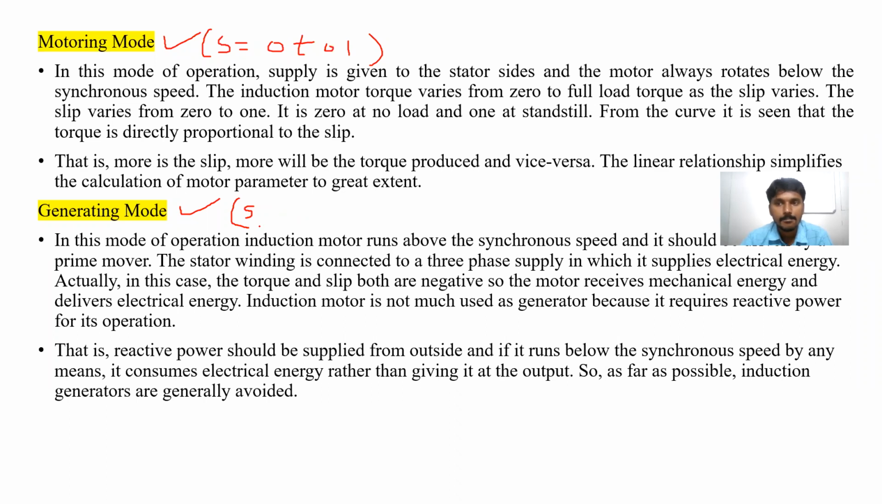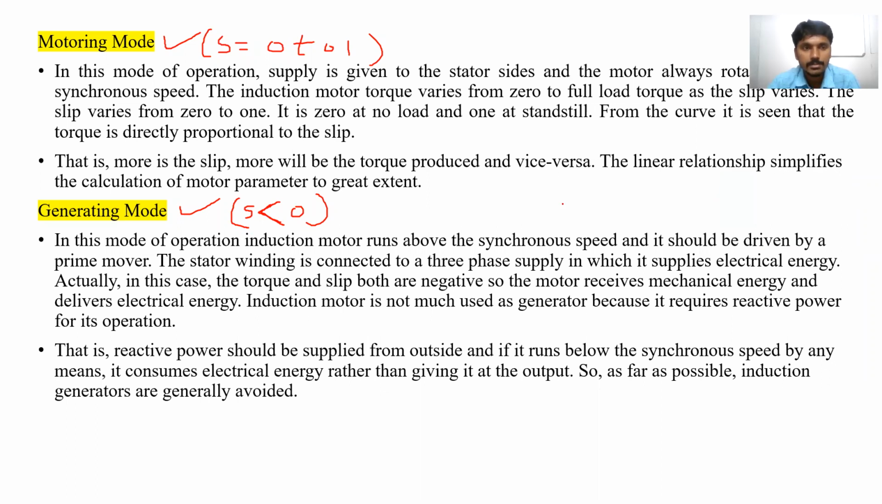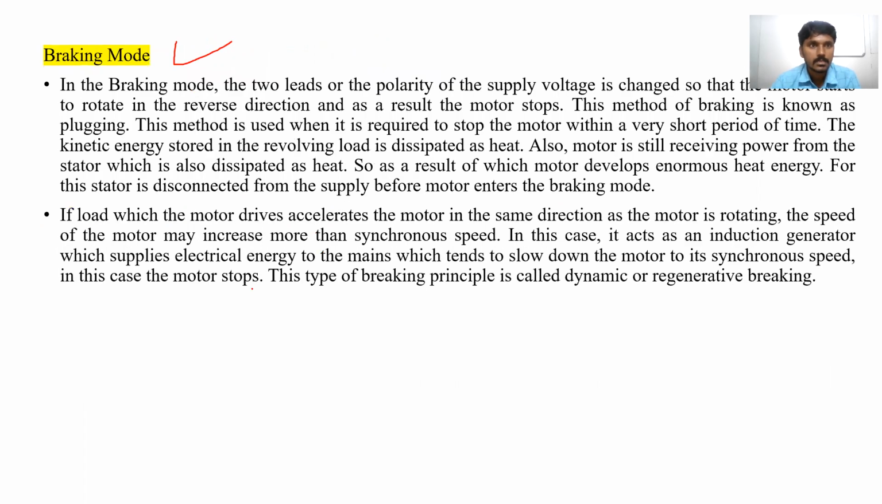Less than 0. If the slip is less than 0, then the induced EMF is negative and rotor current is also negative. And if the rotor current is negative, the torque is also negative. Clear? If the torque is negative, it means it is operating in the generating mode. Reverse power is flowing. It will convert mechanical energy into electrical energy in the generating mode. Clear? This is the second region.